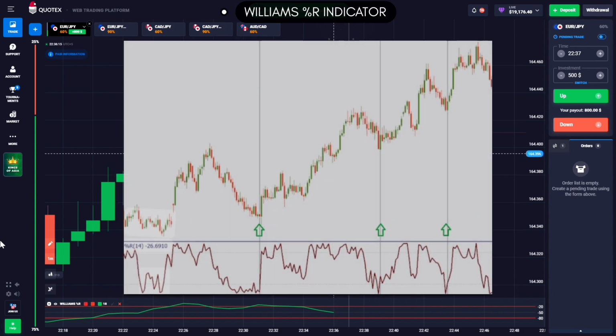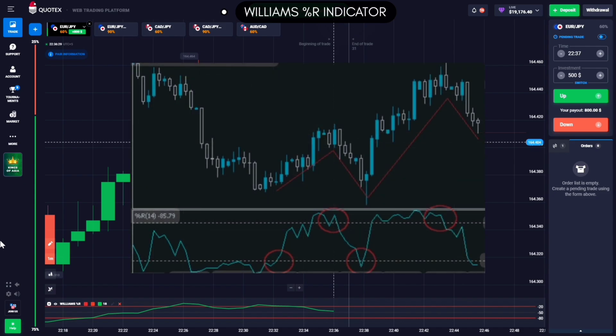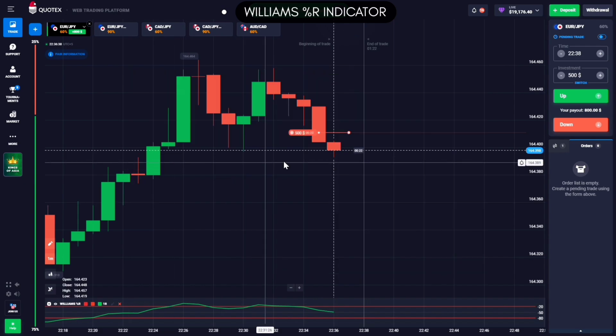Bullish divergence. When the Williams %R indicator forms a higher low while the asset's price forms a lower low, it's a bullish divergence, indicating that the asset's price is likely to rise. Bearish divergence. When the Williams %R indicator forms a lower high while the asset's price forms a higher high, it's a bearish divergence, indicating that the asset's price is likely to fall.